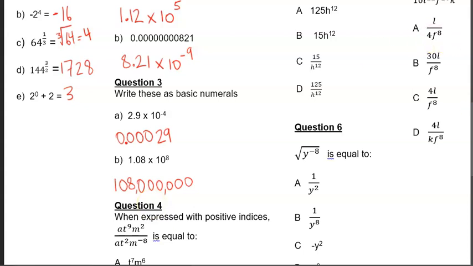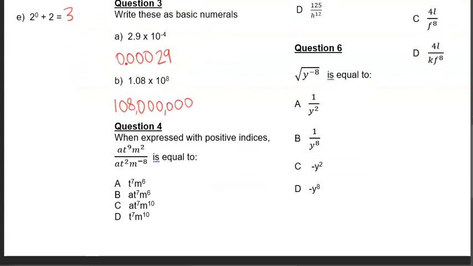Question 4. When expressed with positive indices, this expression here is equal to 1. Now we have a division. When we have a division, the bases that are same, what happens to the powers, they get subtracted from each other. In this case, we have an A with no power and an A with no power, so they just get cancelled out with each other. T to the power of 9 divided by T to the power of 2. This is T to the power of 9 minus 2. So this is T to the power of 7.